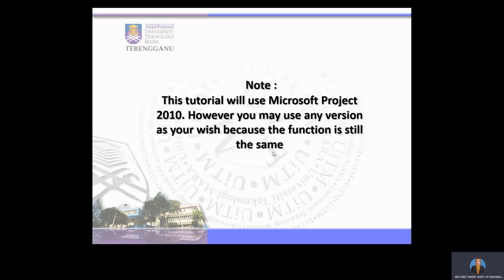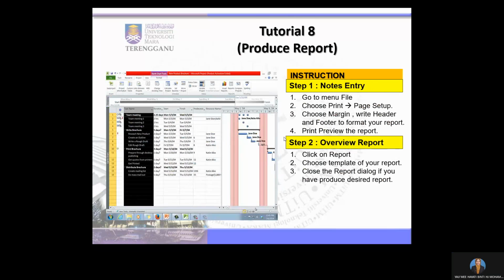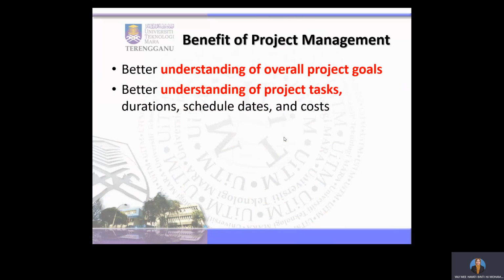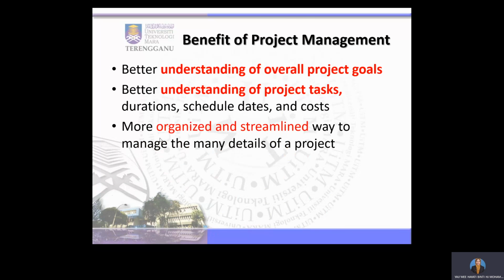So what you need to do after this is to complete your lab exercise. Once you have completed your hands-on exercise, it's time for step 3, to understand the benefits of project management. The first one is a better understanding of our project goals. The second, a better understanding of project tasks, duration and schedule, dates and costs. Third, a more organized and streamlined way to manage the many details of a project.